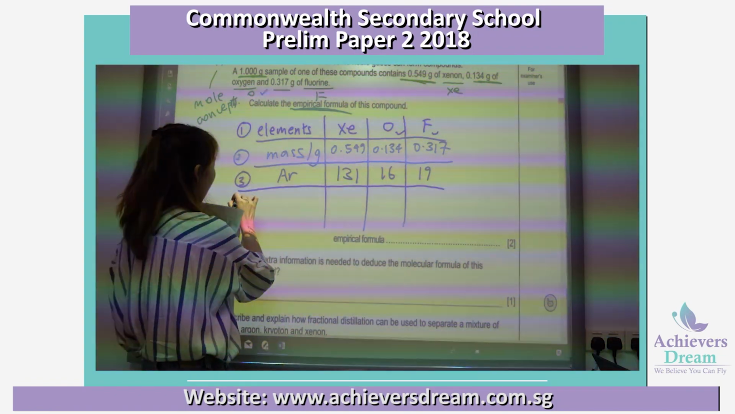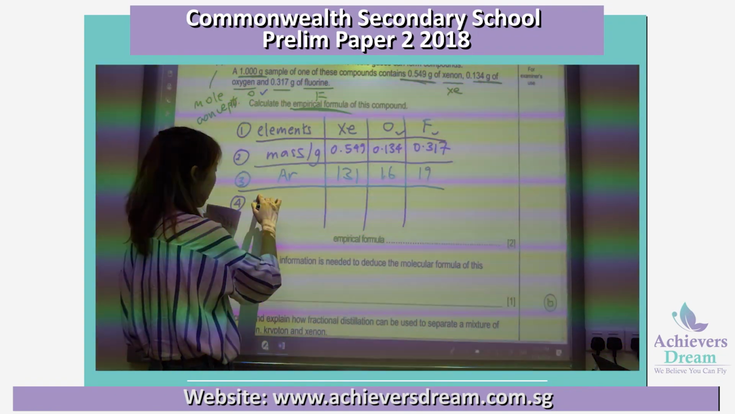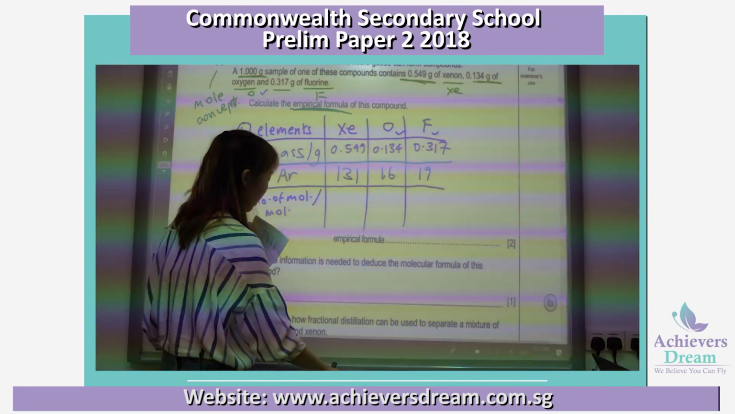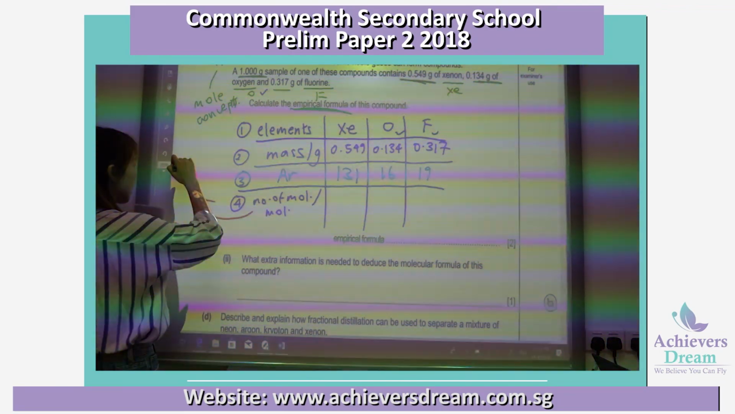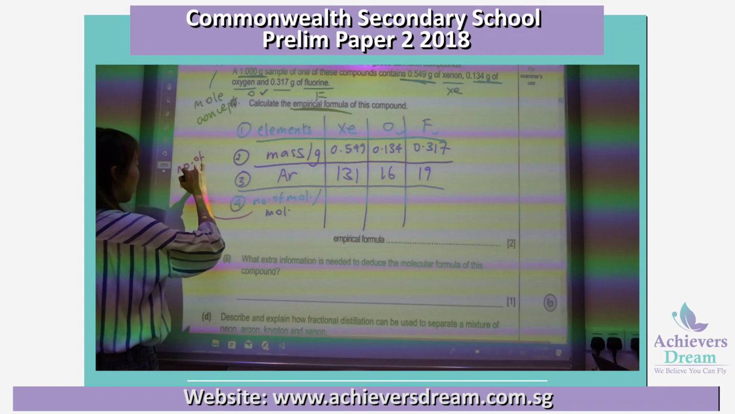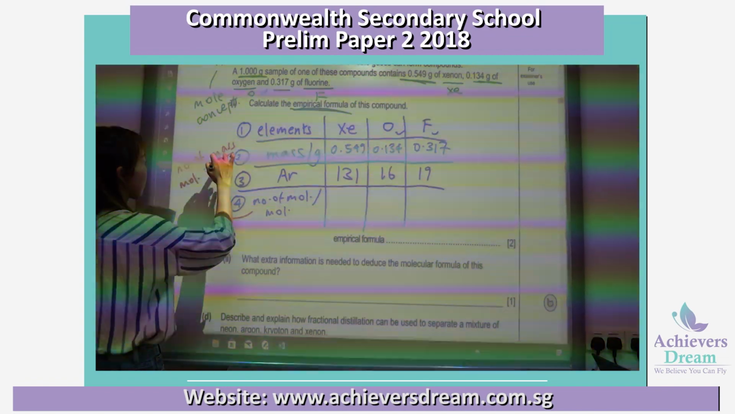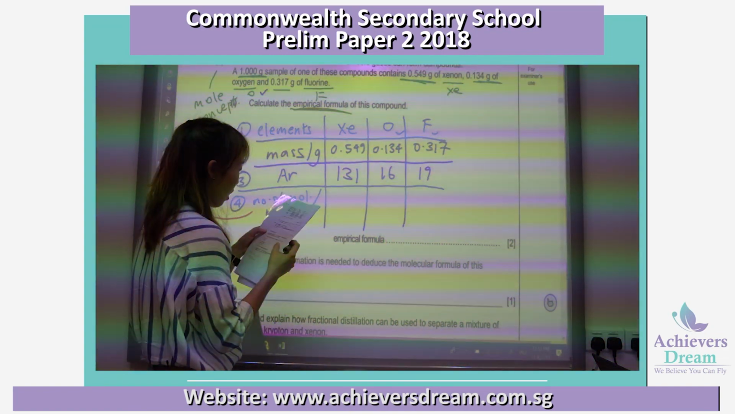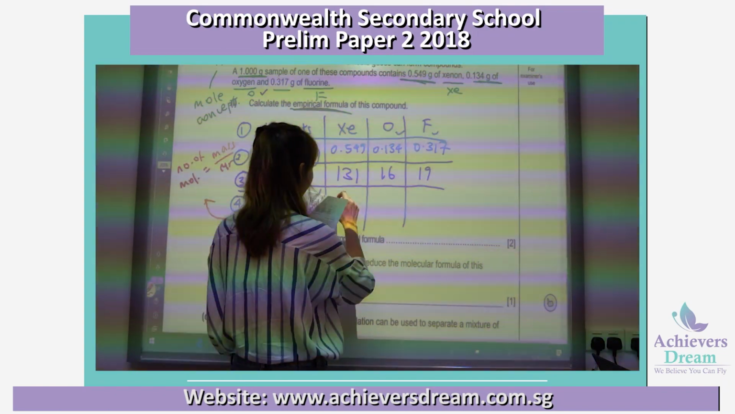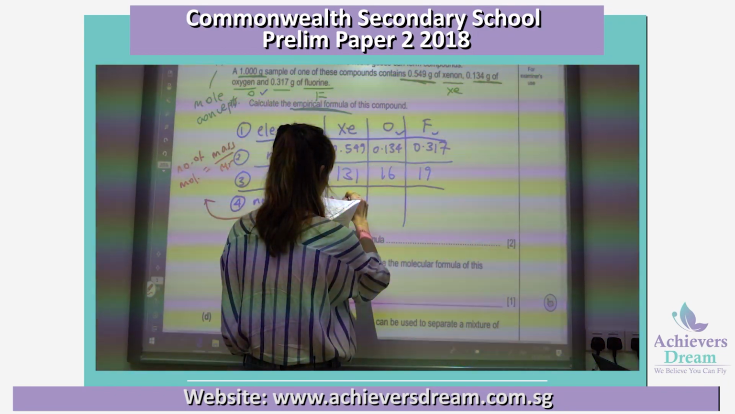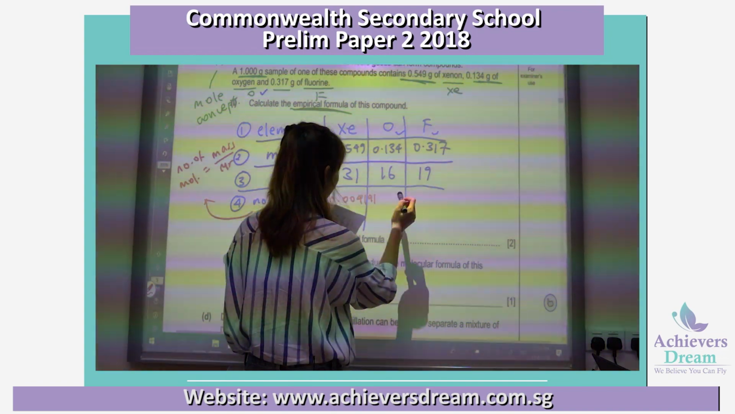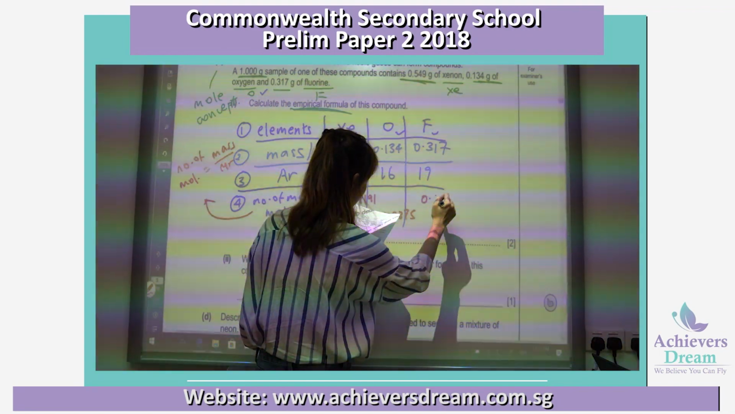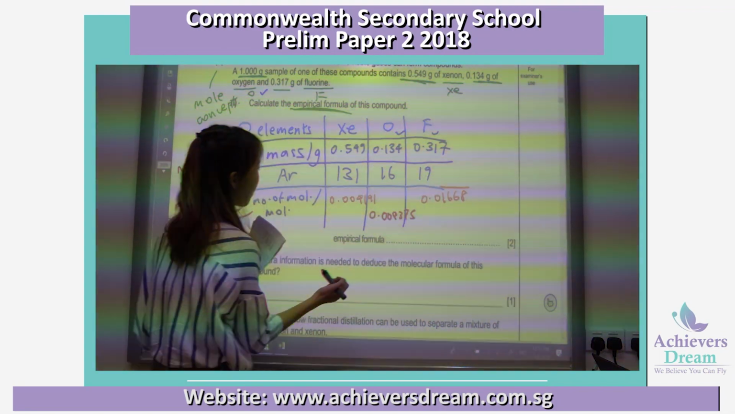Then I need to calculate the number of moles. How I calculate the number of moles is I'm using this formula whereby the number of moles is equal to your mass over MR. So I take the mass and divide by the AR, and I will get 0.004191, then 0.008375, and 0.01668. These are the number of moles.